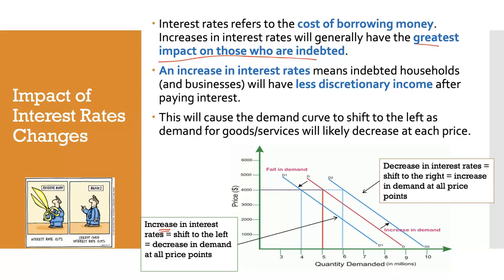An increase in interest rates, so the cost of your debt is more, is going to lead to a shift to the left from D to D1. And this is going to decrease demand at all price points. A decrease in interest rates, however, where you are paying less on your debt, means that you're going to have more discretionary income. So there's going to be a shift to the right from D to D2, and there's going to be an increase in demand at all price points.